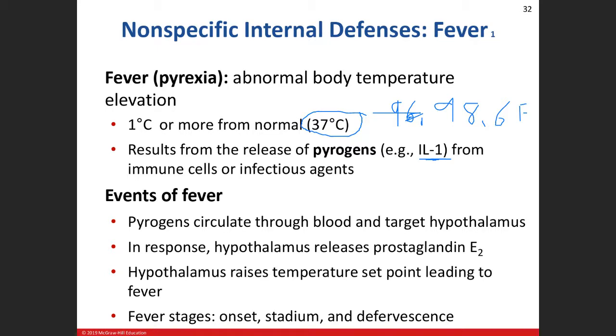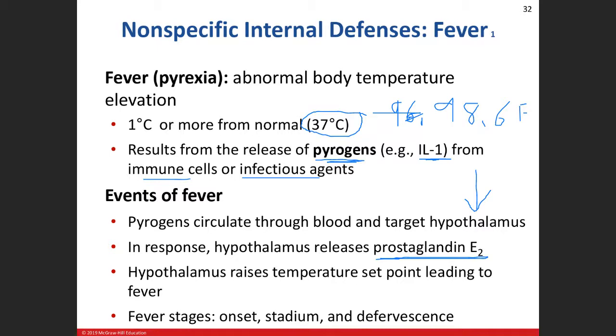So we call these pyrogens, and they can come from damaged cells, infectious agents, or your immune cells here. The end goal is to get these pyrogens to this guy, the hypothalamus. The hypothalamus controls your body temperature. When it releases the eicosanoid, prostaglandin E, it causes an increase in your body temperature. There's 3 stages to it: onset, stadium, and defervescence.